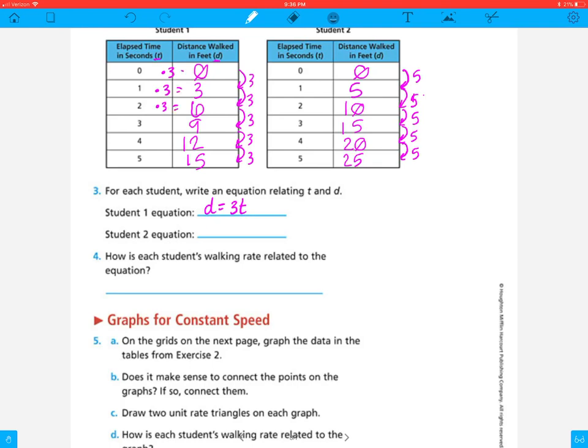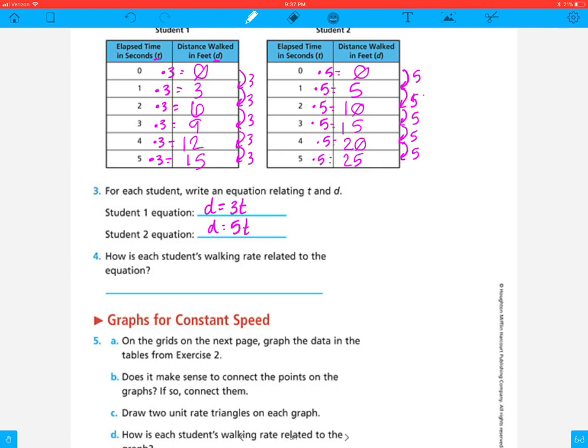So, for student 1, if I wanted to find my distance, I would multiply the 3 feet per second by the time and get my answer. So I'm drawing it on my rate table right now, where my 5 and my 3 are right next to my time, and now I get the distance.